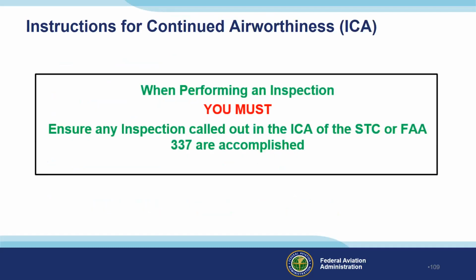When performing an inspection, you must ensure that any inspection called out in the ICA of an STC or 337 are accomplished. So it's not only Part 43, Appendix D, you also have to look at ICA inspections if there's an inspection in the ICA.